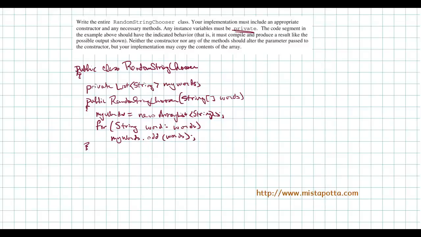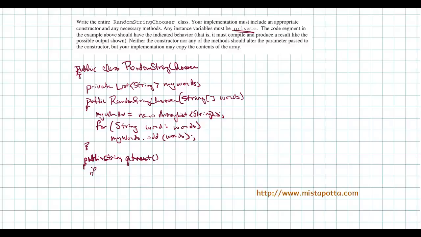So now I need to figure out how to get the next element. So I'm going to have a public string called getNext, and it's an empty method header. And the first thing I need to check to see is, are there any words left to get? If there are no words left to get, then I want to go ahead and return none.